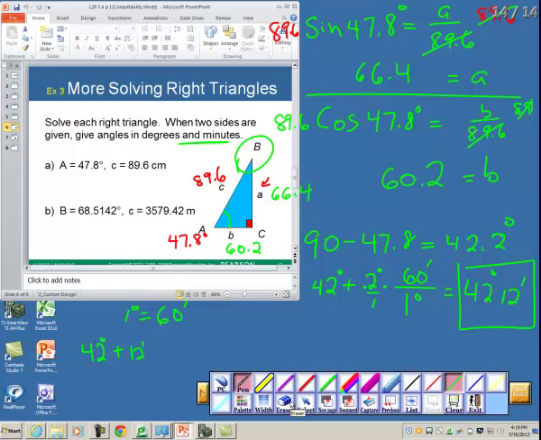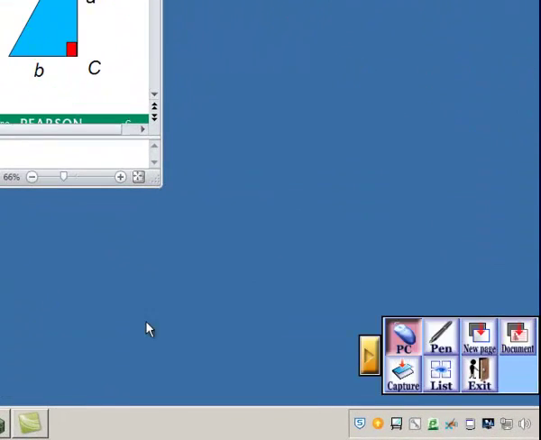All right, questions with that? If they ask you to find angle A in degrees and minutes, then you do the same thing. But I think it's a little bit easier to subtract the decimal from 90 and then find the degrees and minutes from there. That way you don't have to borrow 60 and all that. All right, questions with that? And then let's see, angle B. Yeah, let's do that one.